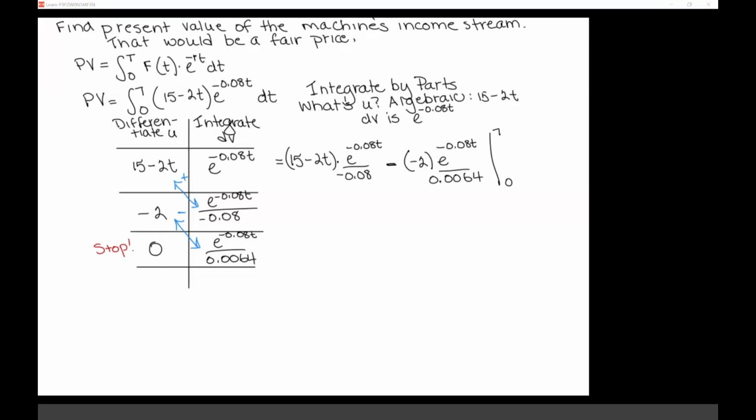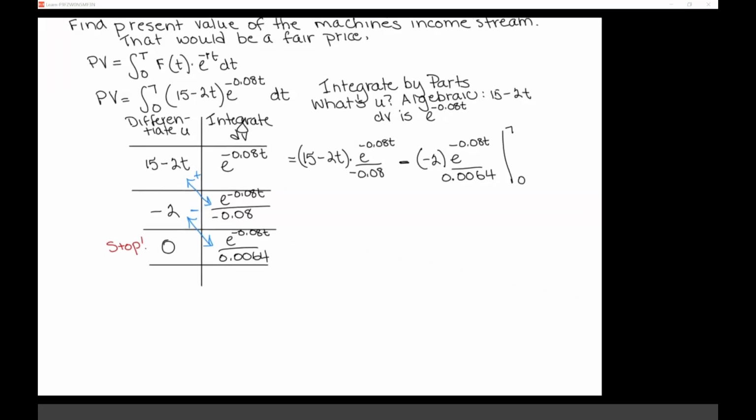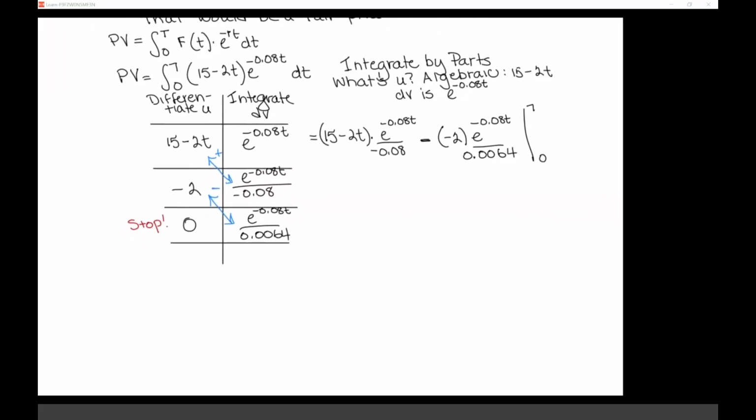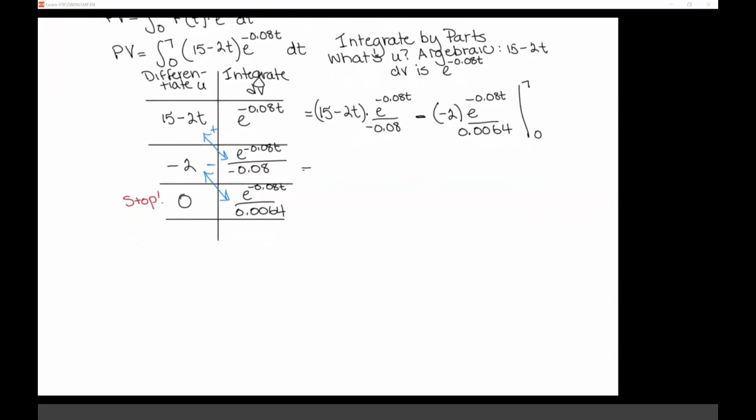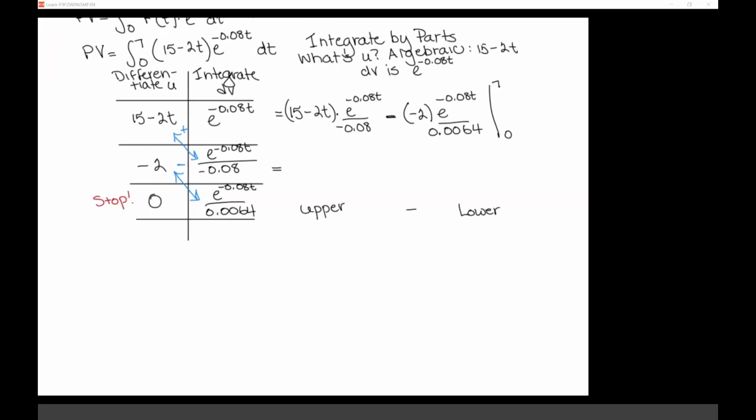It might be worthwhile to try to simplify things a little here, or as long as you're super careful, you can type it in just the way it looks. But it's going to be unwieldy. So I'm going to type it in just the way it looks, in the interest of saving you some time. I want to evaluate upper minus lower. So I'm going to take this two-termed expression and evaluate it at 7.